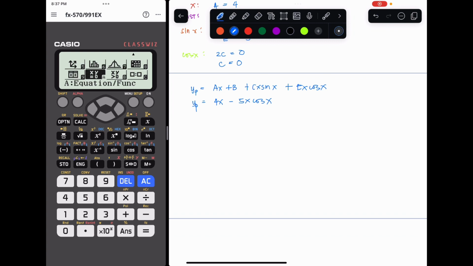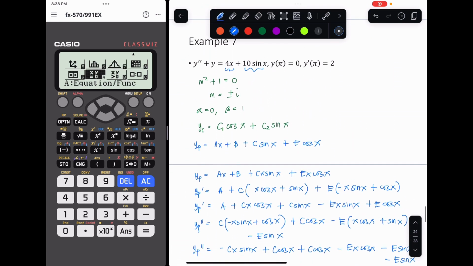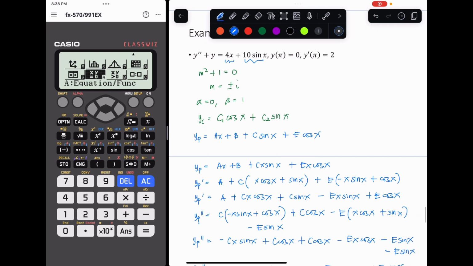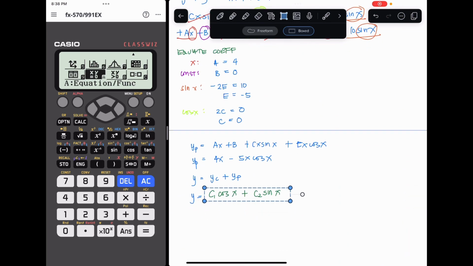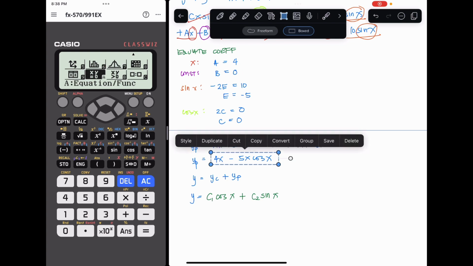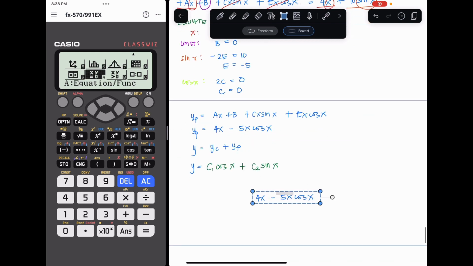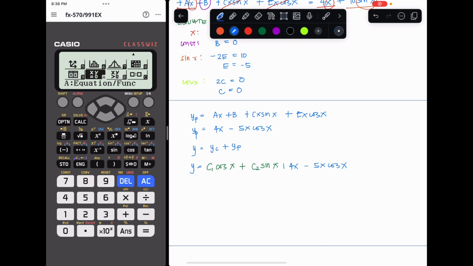So now that we have that, we're going to write our general solution to be yc plus yp. So our yc was actually computed, and our yp is this one. So it will be plus.